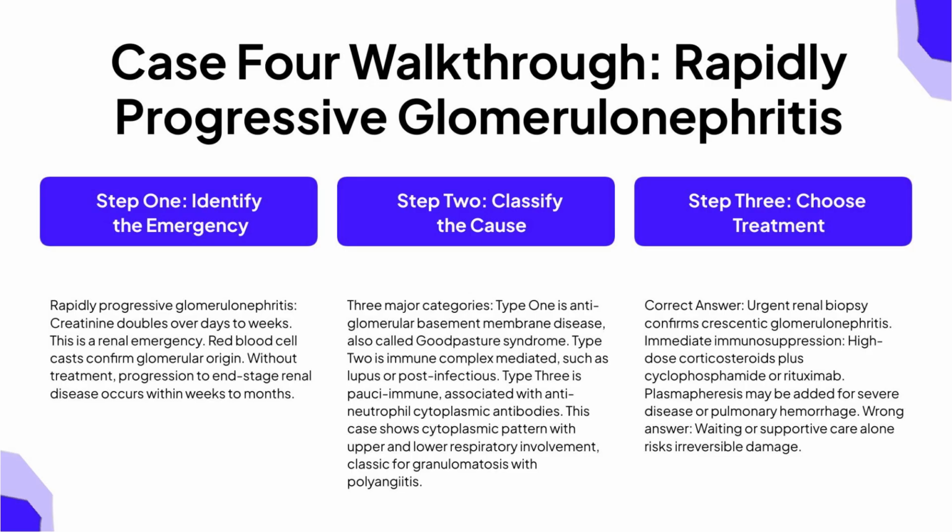The antibody pattern and multi-organ involvement point to granulomatosis with polyangiitis, which is a type 3 pauci-immune crescentic glomerulonephritis. For classification, remember, type 1 is anti-glomerular basement membrane, or Goodpasture. Type 2 is immune complex, like lupus. Type 3 is pauci-immune with anti-neutrophil cytoplasmic antibodies. The correct answer is urgent biopsy followed by aggressive immunosuppression with steroids and cyclophosphamide or rituximab. Add plasmapheresis for severe disease. Never choose watchful waiting in rapidly progressive glomerulonephritis.